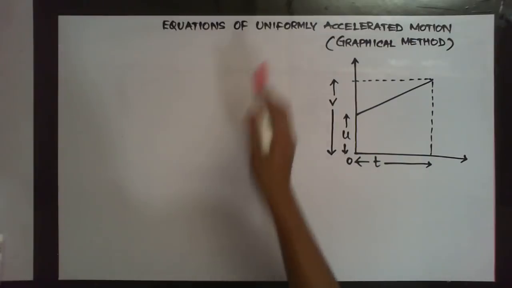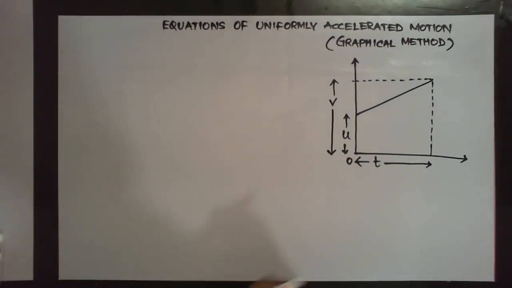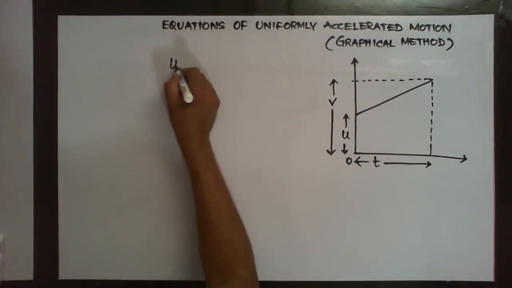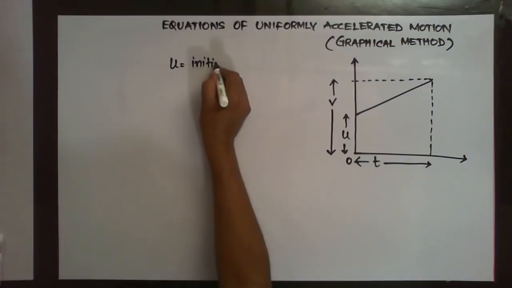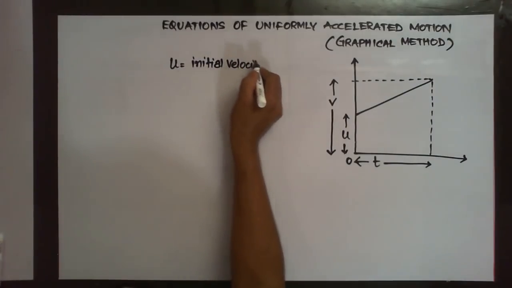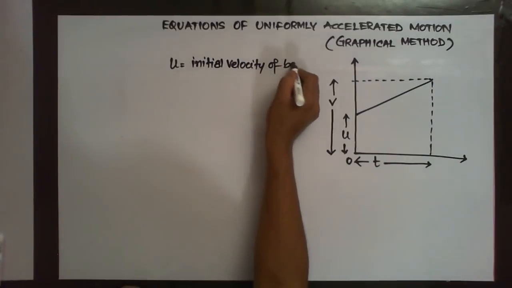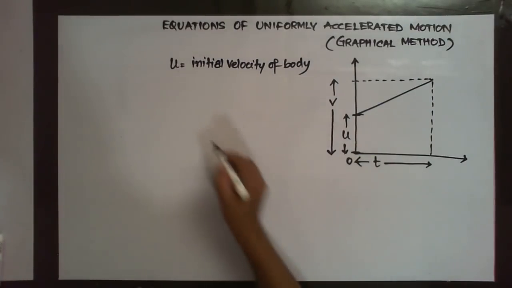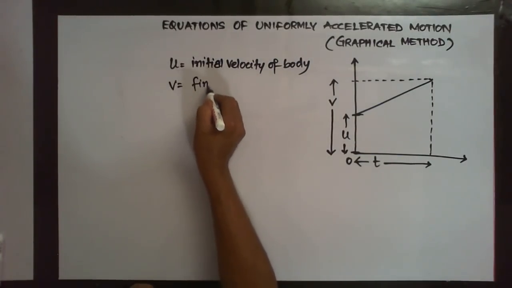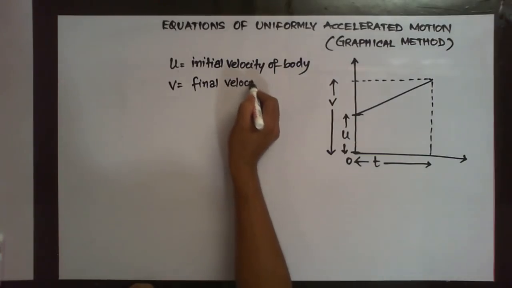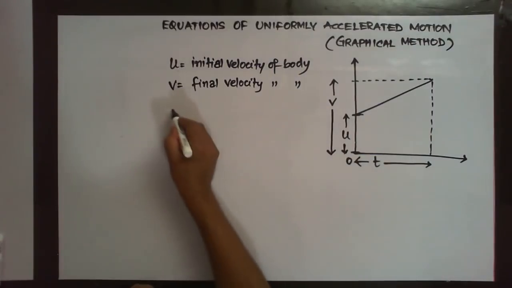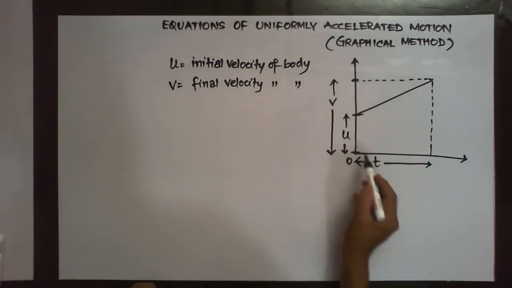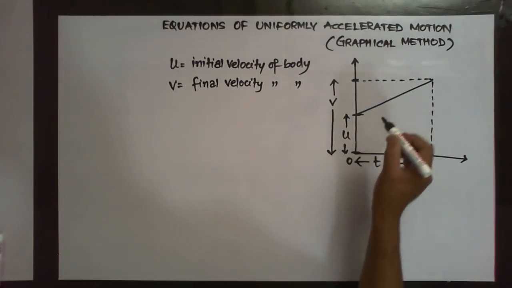Now let us talk about equations of uniformly accelerated motion. So we have got a VT graph here, and from the VT graph you can see that u is the initial velocity of the body. Initial velocity of body is u. So this length is u. From the graph you can see v is the final velocity of the body, so from this point to this point, it is v.